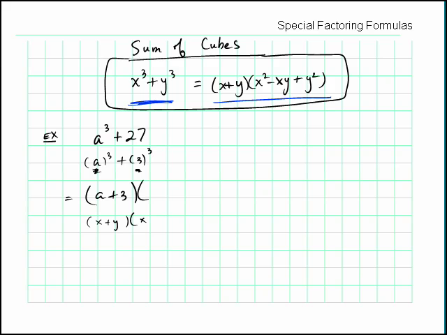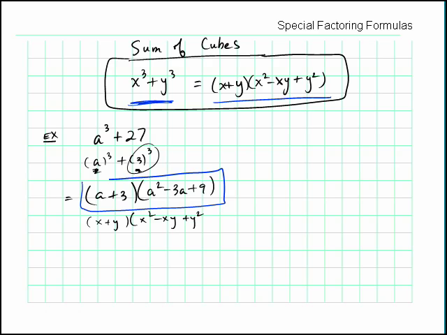X squared is a squared. Minus xy for us here is going to be minus 3a. And then plus y squared is our 3 squared, which is going to be 9. And I have it factored right here. Okay, it's factored. This trinomial that you get from these cubes is always prime, so it will not factor further. You don't need to try. That's as far as this one would go.